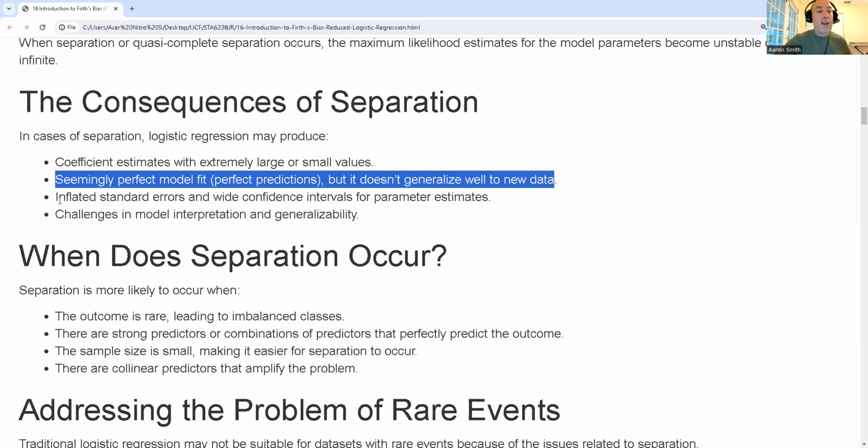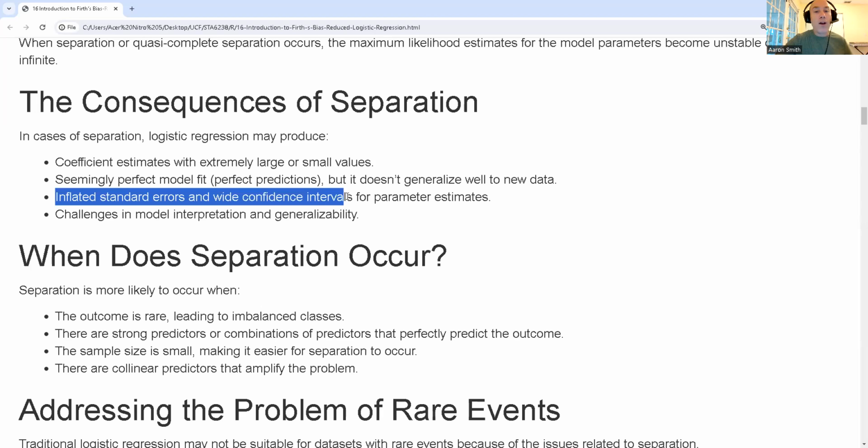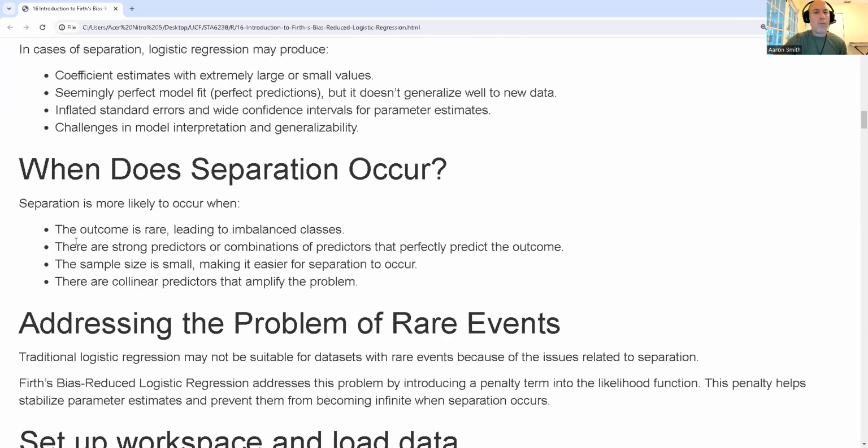We get inflated standard errors and wide confidence intervals for the parameter estimates. And so, if I've got 1 million for a coefficient estimate, I'm probably going to have a pretty wide standard error on that. That's just something that will also come up. And it'll also be harder to interpret our odds ratios and stuff like that.